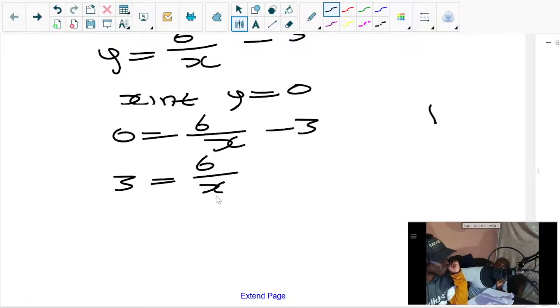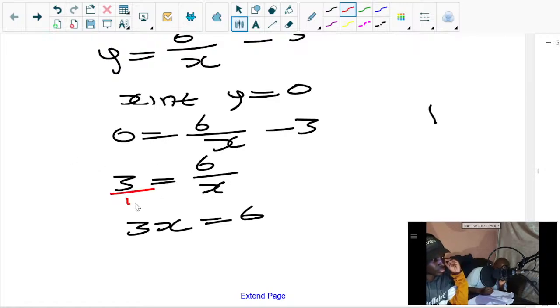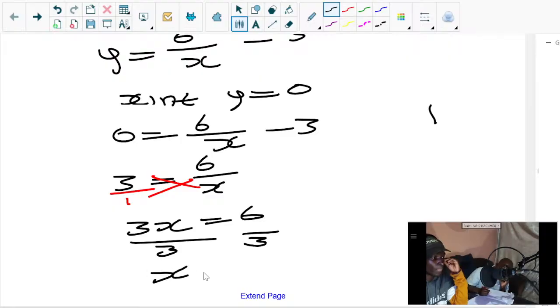What do we do with this x? We cross multiply. Then I have 3x is equivalent to 6. By the way, you should remind them how we cross multiply this way: 1 multiplied by 6 gave us 6. So if 3x is equivalent to 6, we're looking for x. We divide by 3 on both sides. x is equivalent to 2.